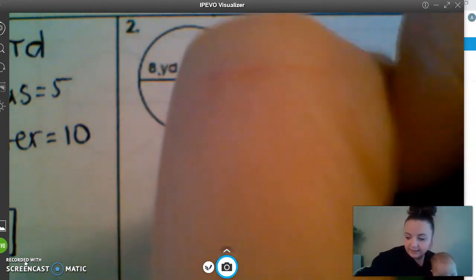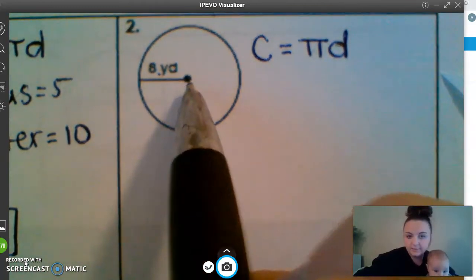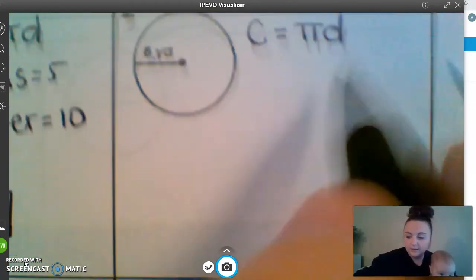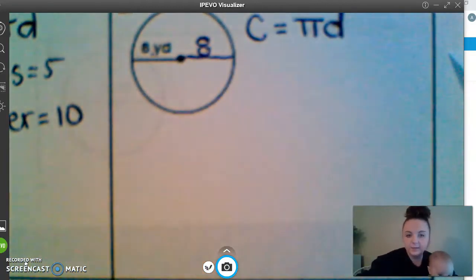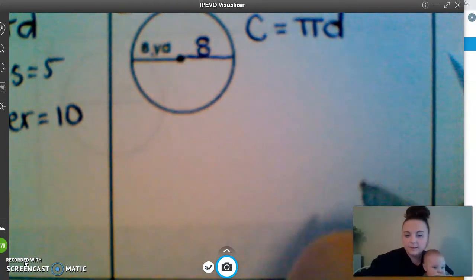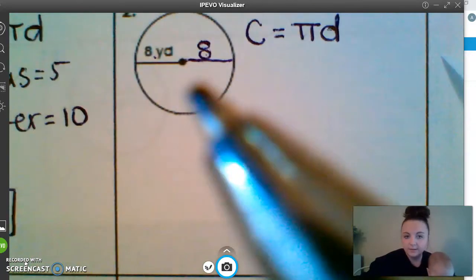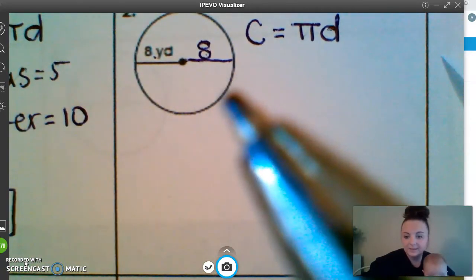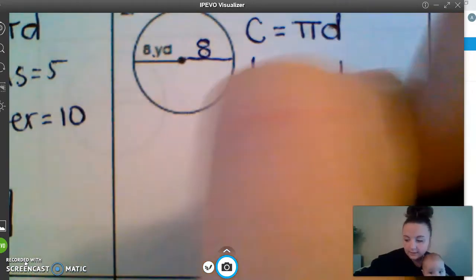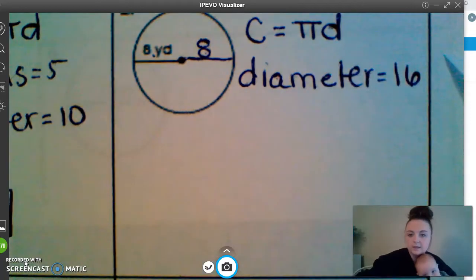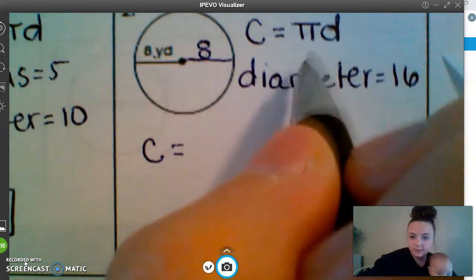C equals pi d. Well, again, this is a radius. I know the radius is 8, but I need the diameter. So this part's 8. So that means this side will be 8 as well. So that means the whole diameter would be 8 plus 8, which is 16. The diameter equals 16.